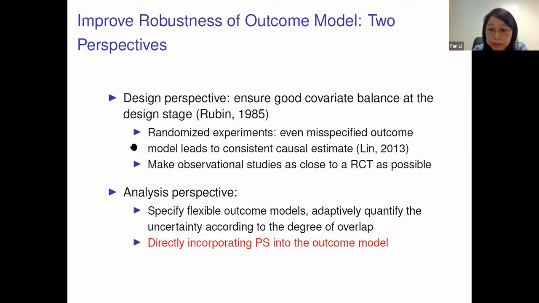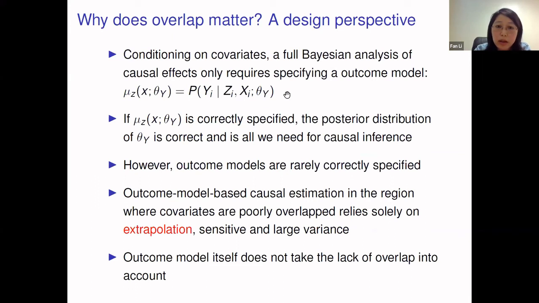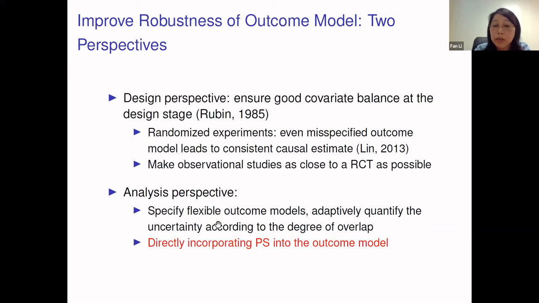The second is the analysis perspective. So there's this model, right? And this model can be sensitive in regions of lack of overlap. How do we deal with that? Maybe you should use a very flexible model, so that the model is not too restricted, not just a linear model. You can use flexible models, Bayesian non-parametric models, stuff like that. And hopefully these models can also adaptively quantify the uncertainty according to the degree of overlap. That's a goal, and how to achieve that is a different question, right?